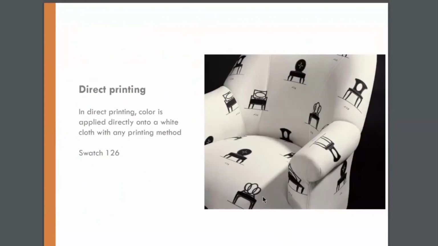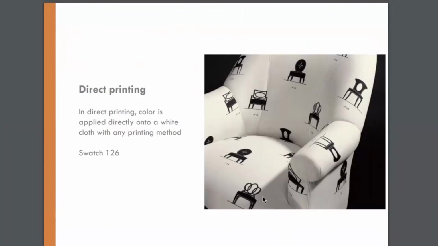I don't think you need it as much for an interior designer, but let's just talk about direct printing, swatch number 126. In direct printing, the foreground is printed on a white or undyed background. This is the simplest and least expensive print, using one less screen as the background is not printed. So here, you have that simple background and you're direct printing on something.